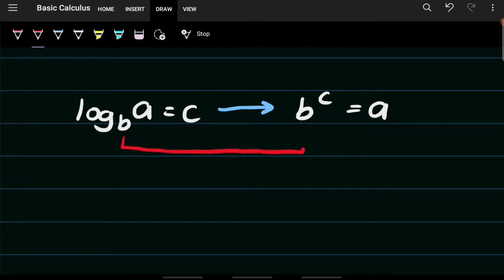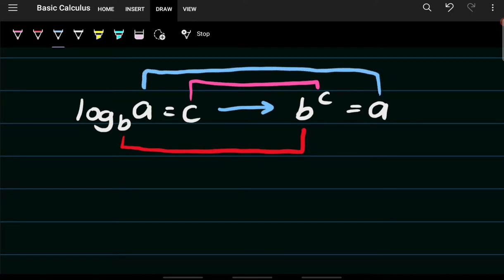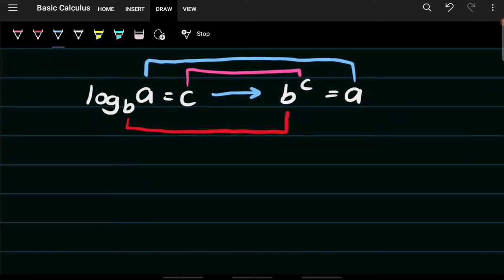Yung base ni exponential, yun din yung base ni logarithmic. Okay? Now, the answer to logarithm is the exponent of the exponential form. And the answer naman ni exponential, yun naman yung number inside the logarithmic form. So, connected silang dalawa. So, pwede tayo mag-rewrite ng mga logarithmic form to exponential, or vice versa.